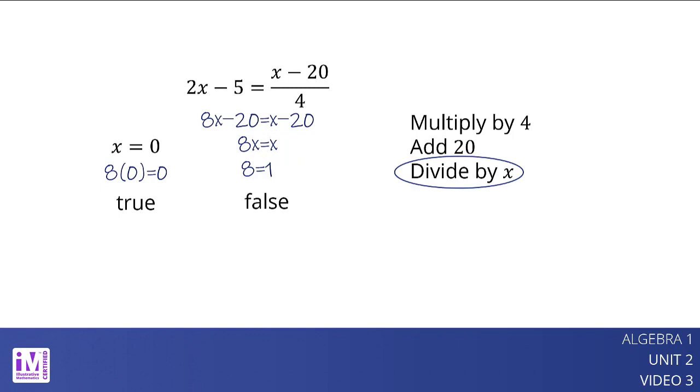The last move in the solving process was division by x. Remember that 0 could be the value of x. Since dividing by 0 gives an undefined number, we don't usually divide by the variable we're solving for. Doing this might make us miss a solution, namely x equals 0.